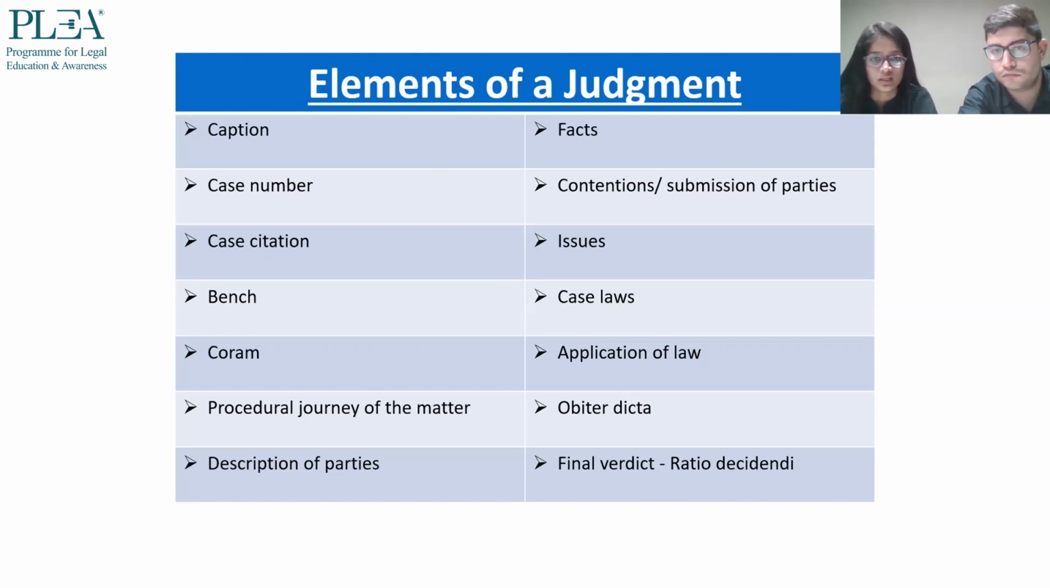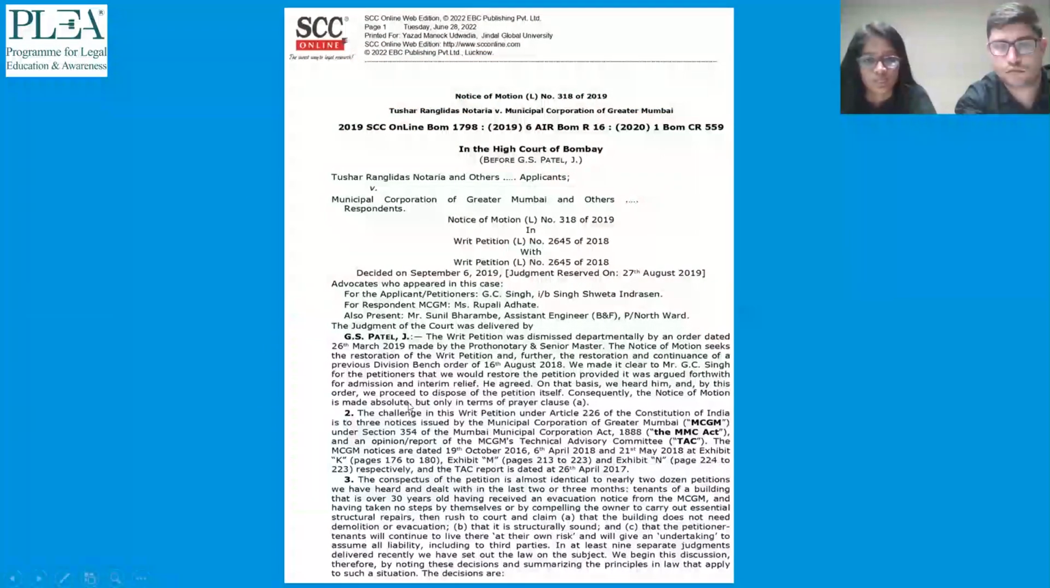For example, in the case that I was referring to, the judge had cited section 354. It cannot be visible, but as you can see here, the second paragraph states that the writ petition is under Article 226 of the Constitution of India. Now, while going through this judgment, if you don't know what Article 226 of the Constitution of India is, you should immediately open the Constitution and refer to that relevant provision. The other section is also section 354 of the MMC Act. Now, this was a very classic case. That is why 354 was also cited further in the paragraphs.